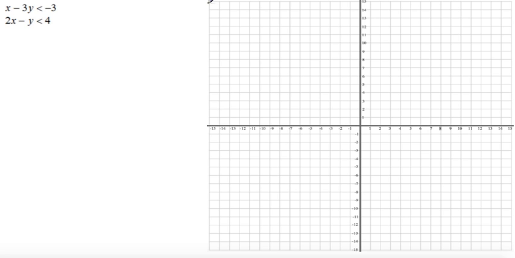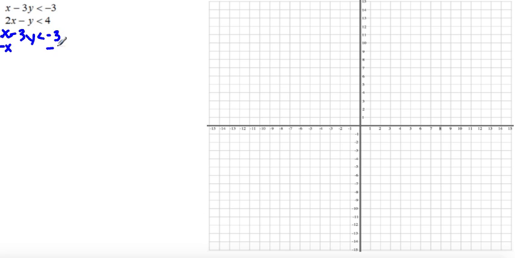Alright, example 2, graph the solution to the inequality. Give one example of a solution and one non-example. So in order to graph the two inequalities, we have to get them in slope-intercept form. So I'm going to rewrite x minus 3y less than negative 3 and get it in slope-intercept form.